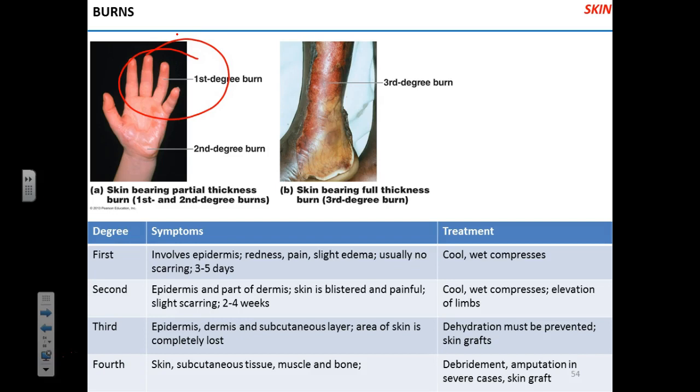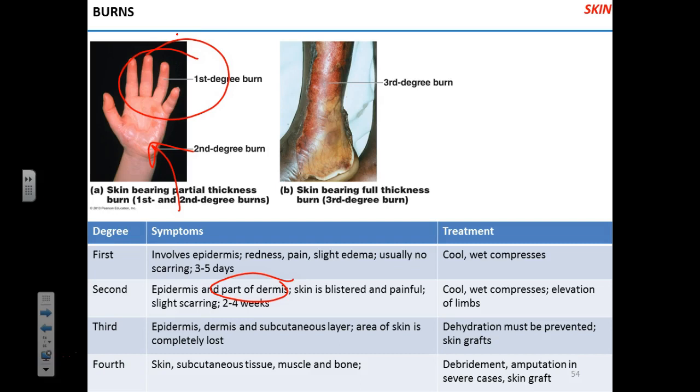And then second degree burn. That's when the epidermis is damaged and part of the dermis as well. You can see the large second degree burn at the bottom of that palm. There's a blister filled with inflammatory exudate. It may leave a scar. Takes a few weeks to heal. And one of the treatments, if a large portion of the limb is affected, is to elevate the limb, to let the edematous fluid drain down.